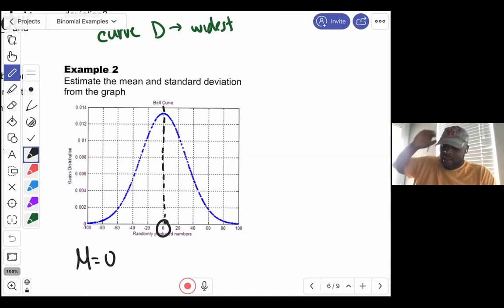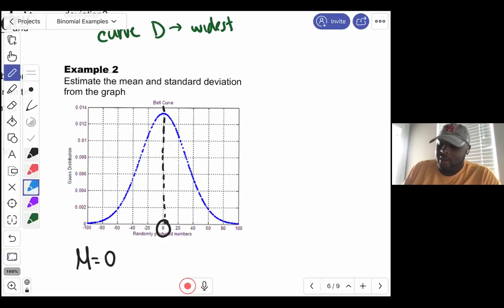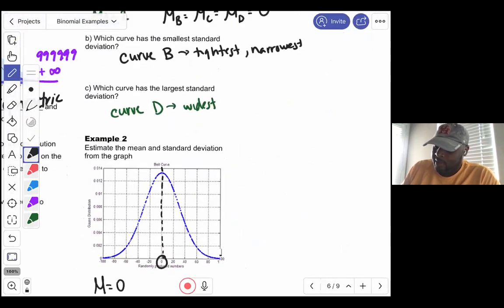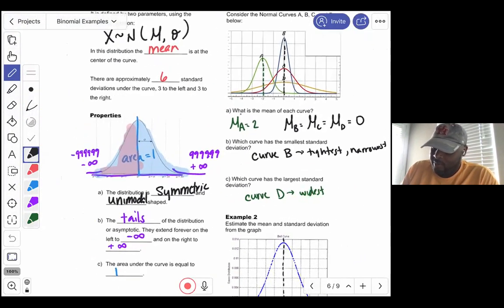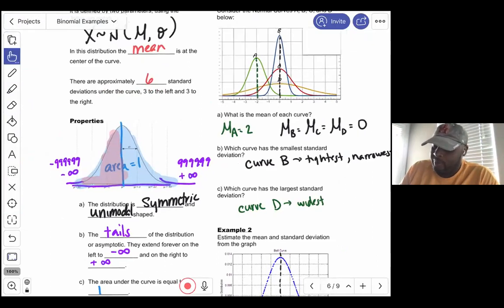To find the standard deviation from the graph, it is approximately where the curve starts to drop. On this graph, it's hard to really tell where that is, because you don't know if it's dropping here, here, or here. It could be dropping at any of those places. The thing you need to remember, though, comes back from the information at the very top, where it says that there are approximately 6 standard deviations under the curve, 3 to the left and 3 to the right.